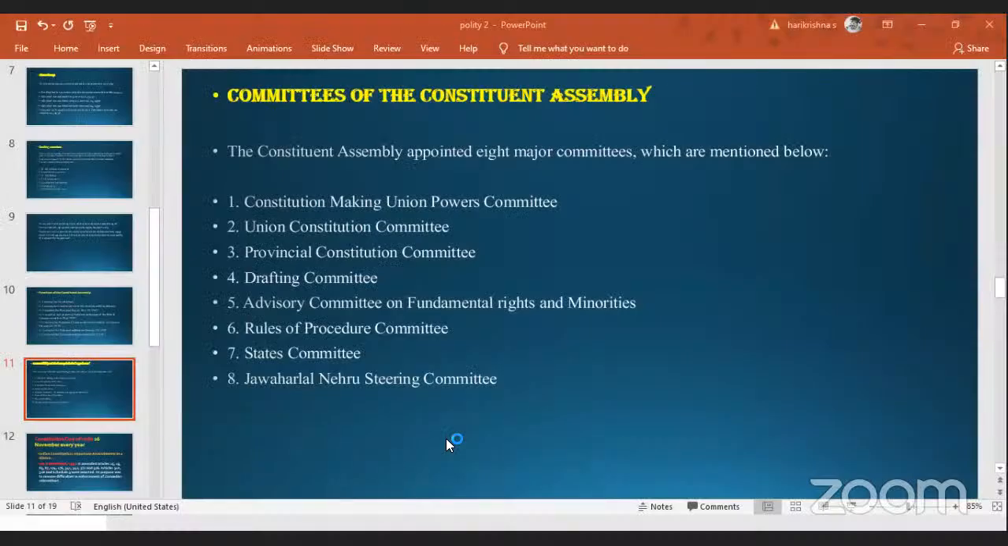Third is the Provisional Constitution Committee. Fourth is the Drafting Committee. The fifth is the Advisory Committee on Fundamental Rights and Minorities. Sixth is the Rules of Procedure Committee. The seventh is the States Committee. And eighth is the Nehru Steering Committee. So these are the 8 committees under the Indian Constituent Assembly.